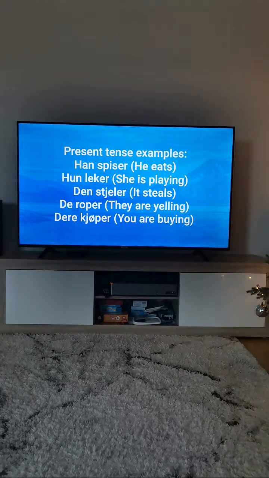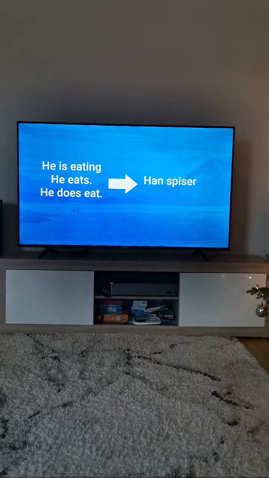De roper. Dere kjøper. In the English translation here, you can see that I've used different forms of the verbs. For example, I've used he eats and she is playing, even though they look exactly the same in the Norwegian counterpart. In order to know which meaning is being used in Norwegian, you simply have to look at the context. Because as we saw earlier, these three forms of verbs in English turn into this one single form in Norwegian.